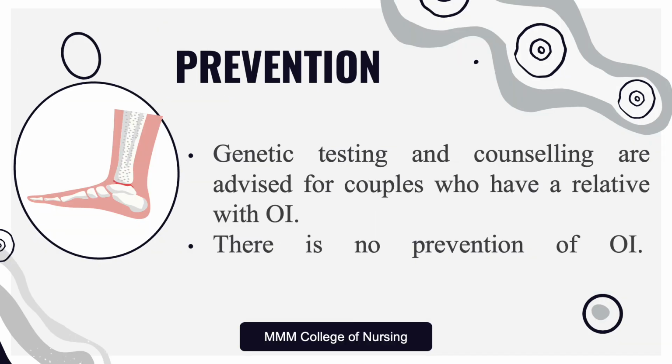Prevention of OI. Genetic testing and counseling are advised for couples who have a relative with OI. There is no prevention of OI as it is a genetic disorder.